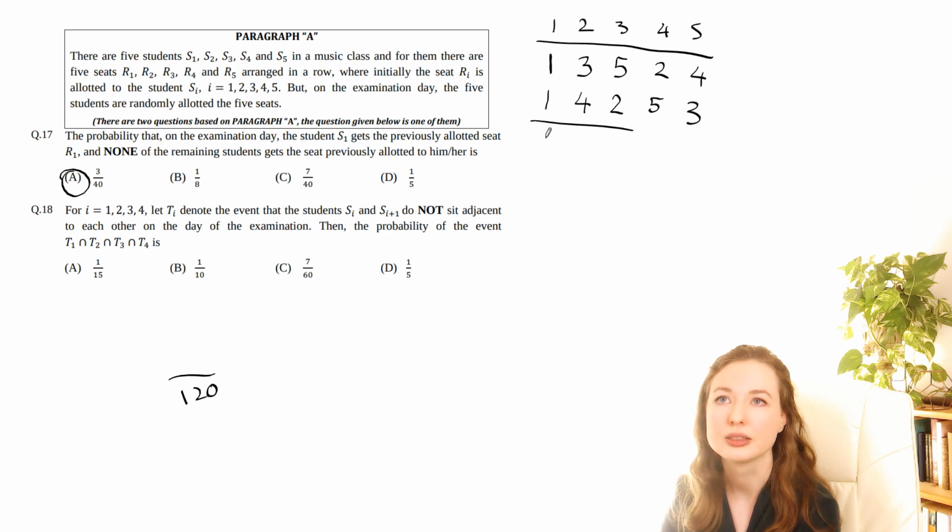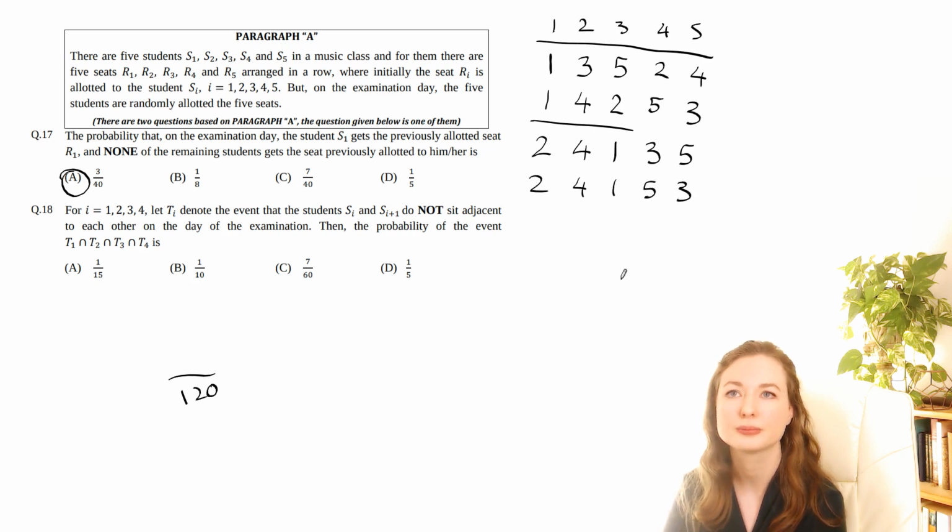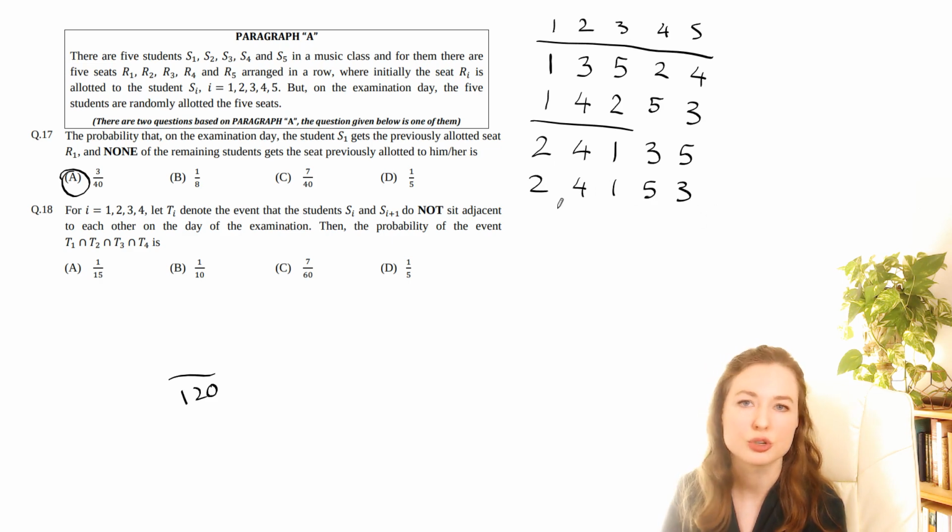So I'll just draw a little line there to separate them. So let's try putting 2 at the start. Now we can't have 1 there, we can't have 3 there. I could put 4 there, and then we could have 1 there, and then 3, 5. Or I could do 2, 4, 1, 5, 3. Or what else can I do? I can't put 5 or 3 there, because they can't be next to 4. So that's all the ways of doing 2, 4.